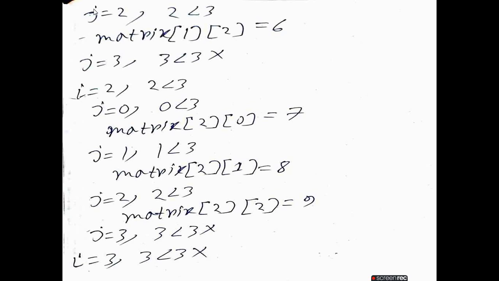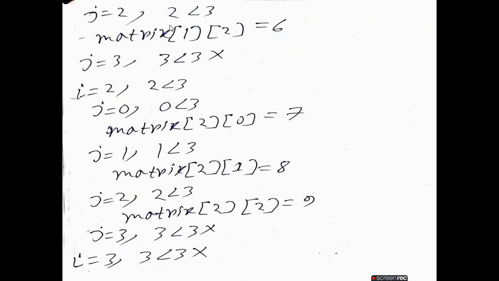Now j becomes 2. Increment j, it becomes 2. 2 is less than 3. Matrix ij, what is the i value? i was 1. What is the j value? 2. That means 1 2. Matrix means row 1 column 2. Row 1 column 2, that means 6 is successfully printed here.